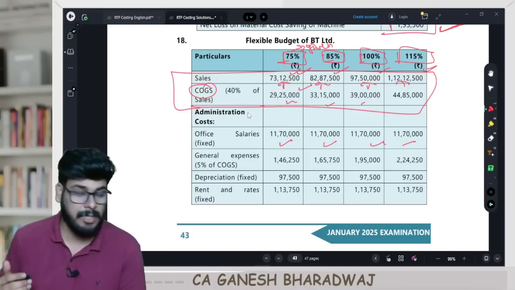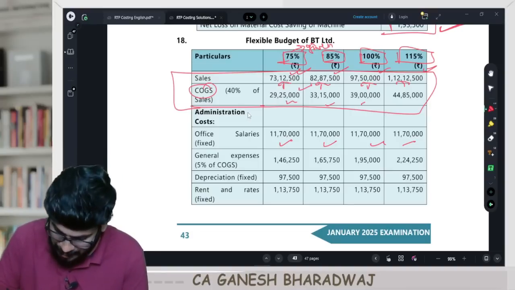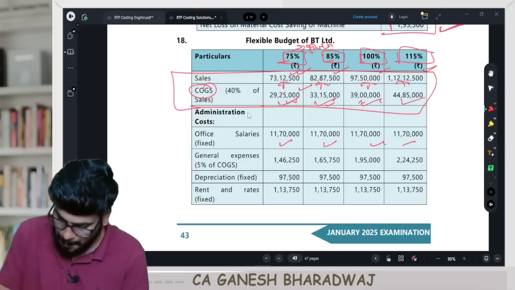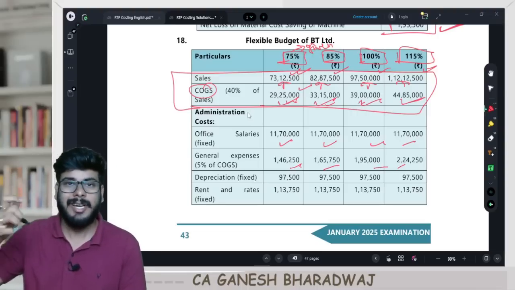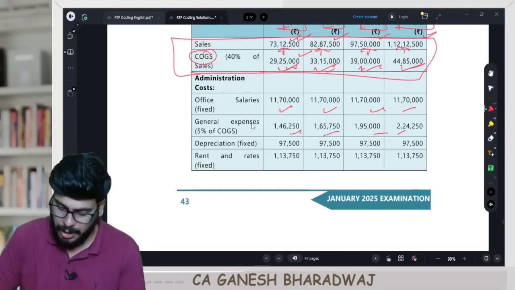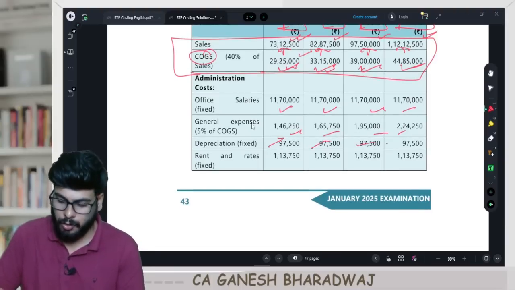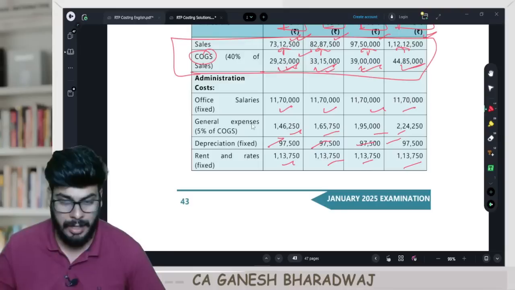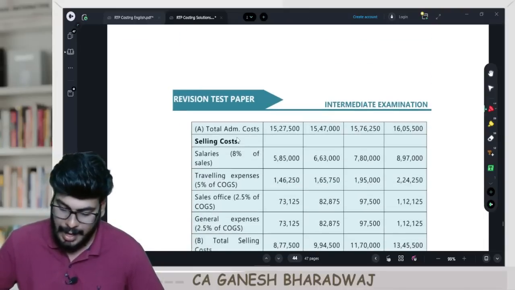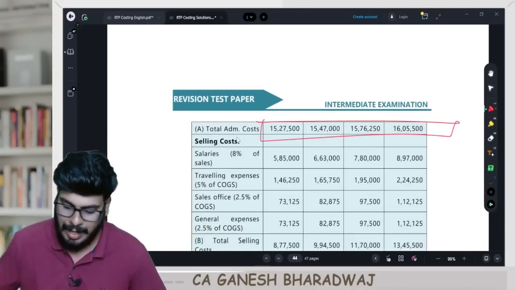Now general expense is going to be 5% on COGS. So 5% on the respective COGS you apply, you will get these figures. As simple as that, guys. Calculation and all you can do, it's very, very simple. Similarly, depreciation, it's fixed at 97,500. It's going to remain the same. Rent and rates, it's going to be fixed at 1,13,750. It's once again going to be the same, right? And that gives you the total of admin expenses.